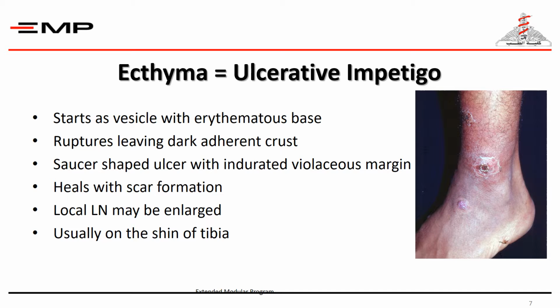Now we are going to move to a different disease, which is ecthyma. The other name of ecthyma is ulcerative impetigo. It starts as a vesicle with an erythematous base, which ruptures, leaving a dark adherent crust. This crust is overlying a saucer-shaped ulcer with an indurated violaceous margin. This heals with a scar. The local lymph nodes may be enlarged, and the most common site is the shin of the tibia.